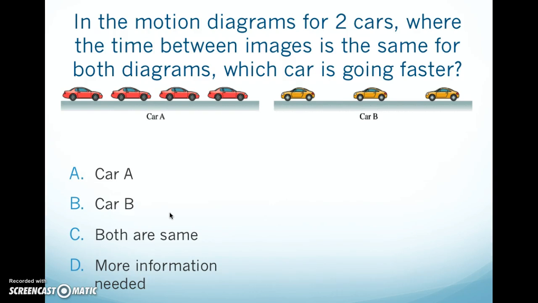So this is just a question dealing with which car is moving faster, car A or car B. Again, knowing that the pictures there are taken at equal time intervals. Clearly car B is farther apart and therefore is going faster. It's traveling a farther distance in the same amount of time.